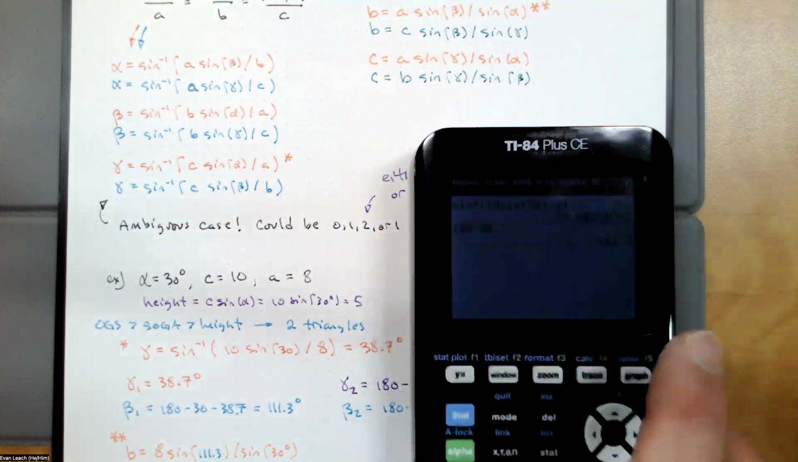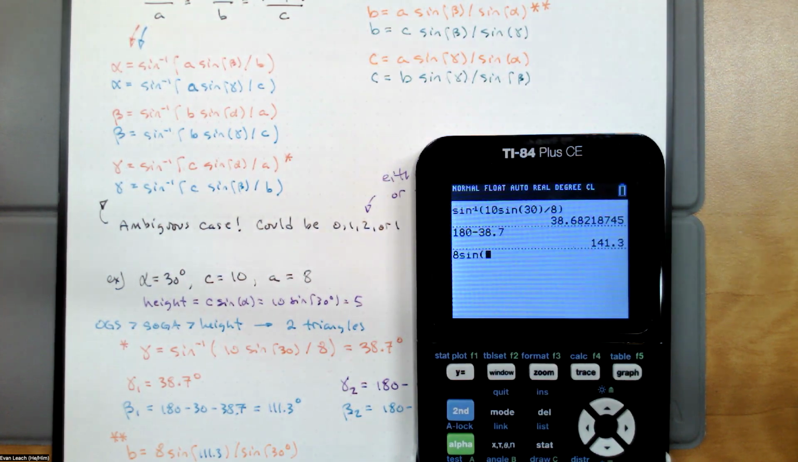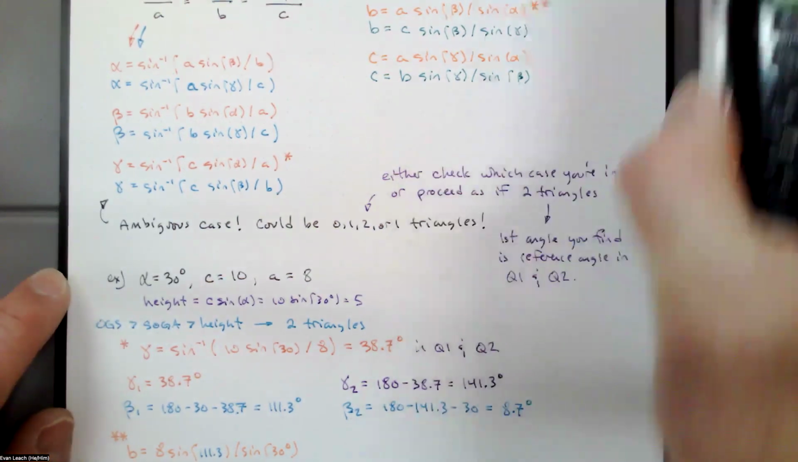And we'll just write it like we're going to type it. So we have 8 sine beta divided by the sine of alpha. That gives 14.9.